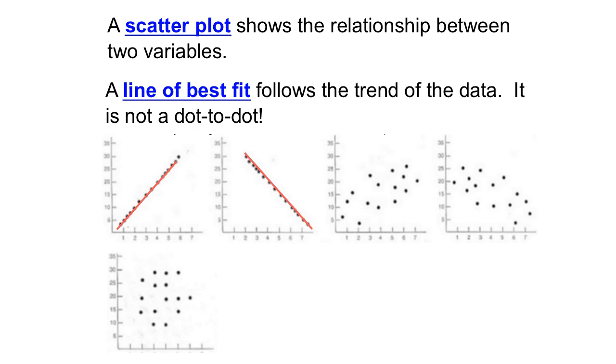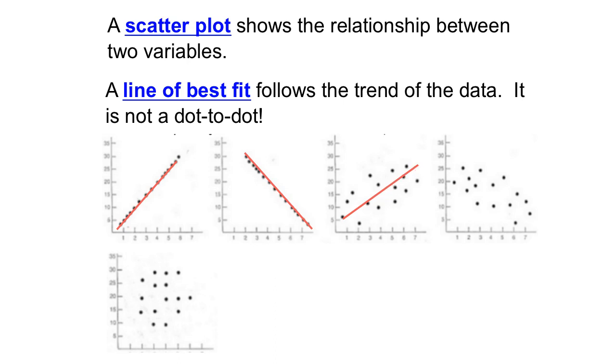It's the best fit. So if I look at this scatter plot here, we have to think, what is the trend? If I read the graph from left to right, it looks like the dots are going upward. So that's the direction my line is going to go. I have a line following the trend of the data, and it is not dot to dot. Don't feel like you have to make your line somehow touch every single dot. No, you're following the trend. In general, these dots are going upward, so that's the direction my line goes.